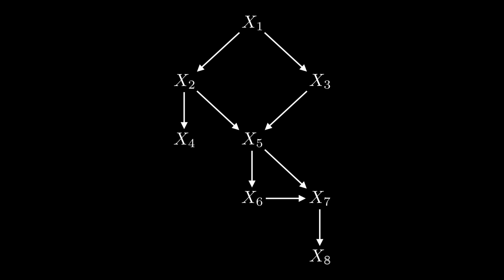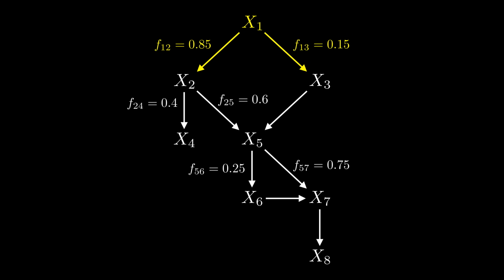This is actually a problem that I had to solve in my first nuclear engineering course that I took as an undergrad. Here's our decay chain. There's 8 isotopes in total. x1 decays into x2 85% of the time, and into x3 15% of the time. x2 decays into the stable x4 40% of the time, and into x5 60% of the time. x3 decays into x5. x5 decays into x6 and x7 with branching ratios of 0.25 and 0.75 respectively. x6 decays into x7, and x7 decays into the stable x8.